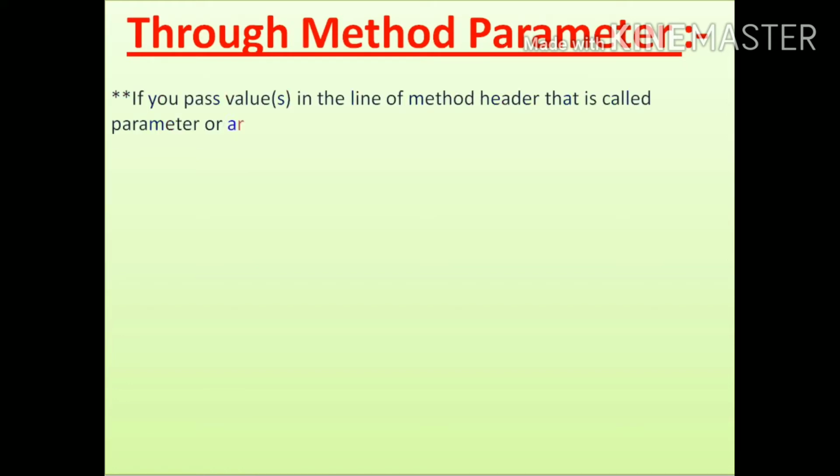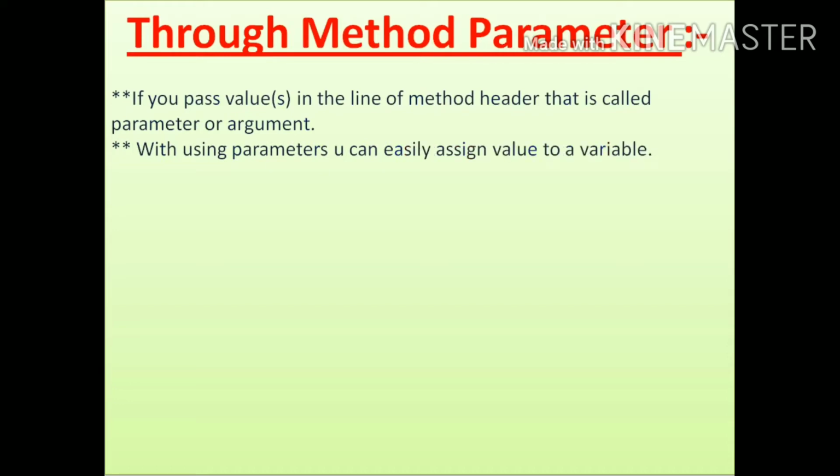Next topic, through method parameter. If you pass value or values in the method in the line of the method header, that is called a parameter or argument. It is not the actual definition, it is just a formal definition. With parameters you can easily assign value to a variable, or easily access those values.